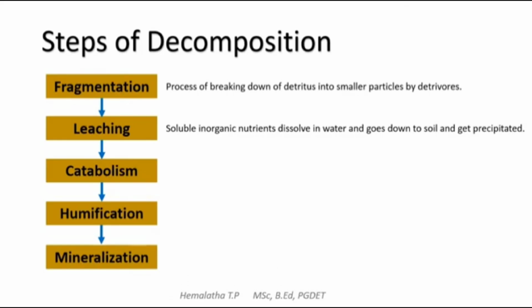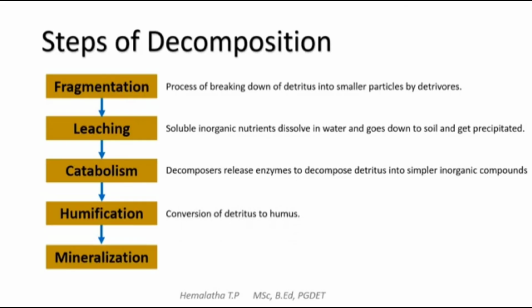The next step is the catabolism. Decomposers release enzymes to decompose detritus into simpler inorganic compounds. These decomposers are nothing but some of the microorganisms. The microorganisms will release some enzymes which will help in the decomposition of this detritus into simpler inorganic compounds.